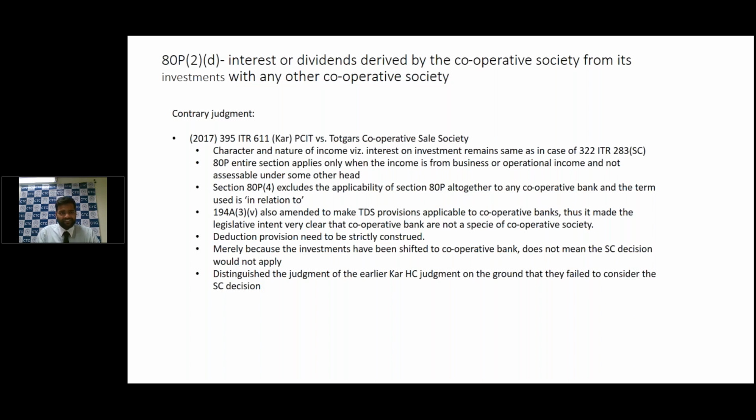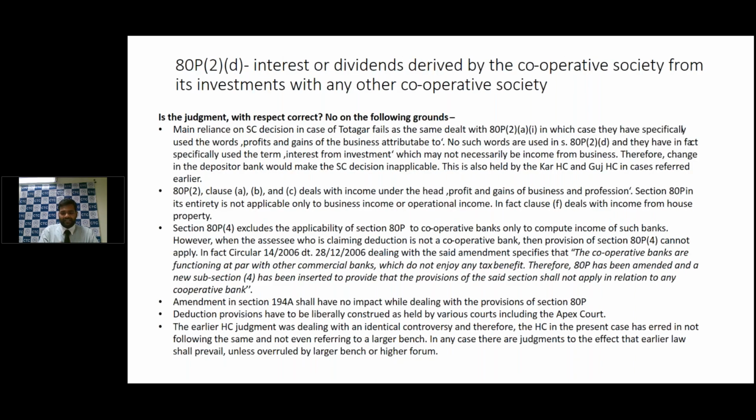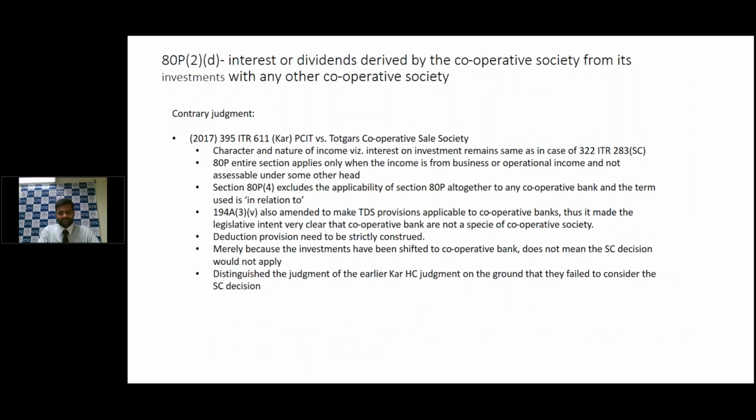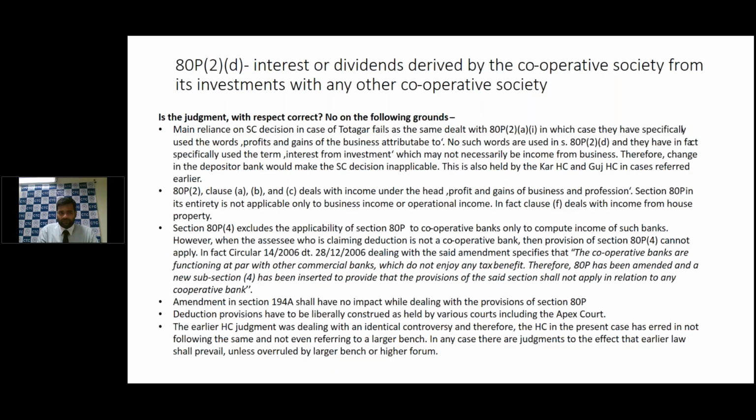Is the judgment, with respect, correct? No, on the following grounds. I have tried to distinguish all these findings of the court. Firstly, they have relied on the Supreme Court judgment in the case of Totagars in 322 ITR. This judgment would not apply. This is because it dealt with the case of section 80P(2)(a)(i), and 80P(2)(a)(i) specifically has the words profits and gains of business attributable to, whereas 80P(2)(d) does not use the words profits and gains of business.